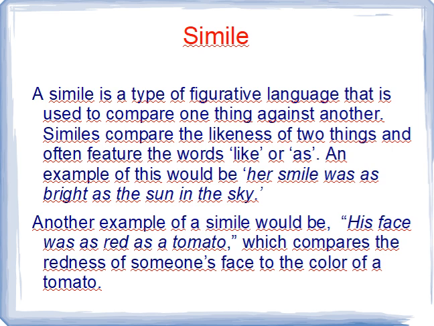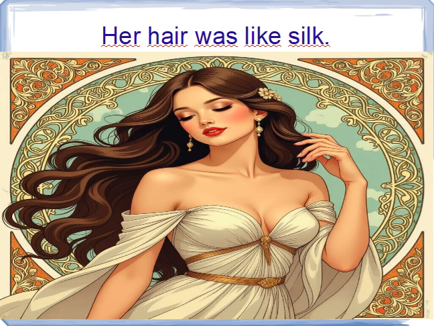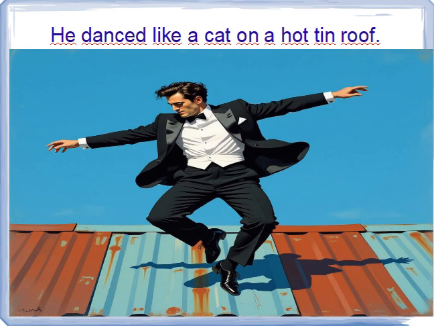So watch out for those words "like" and "as" to make a simile. Her personality was like champagne. Her hair was like silk. He danced like a cat on a hot tin roof. And a whole lot more similes here.